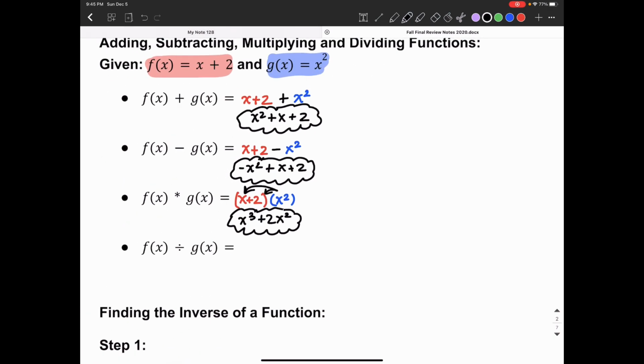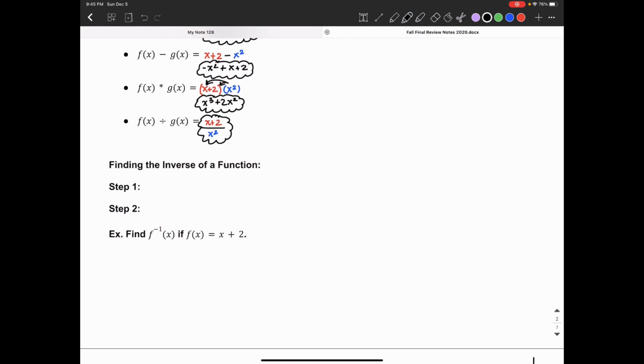And then if I wanted to divide the functions, I would have f of x, which is x plus 2, divided by x squared, and nothing cancels here. I can't cancel an x in the top and the bottom because of the addition that I see in between terms in the top, so this would just be my answer like that.